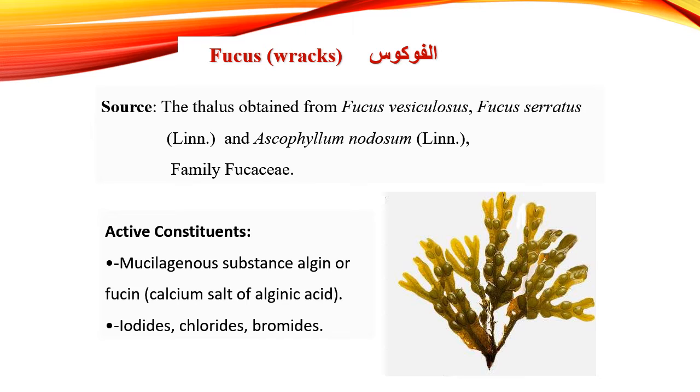The active constituent containing mucilaginous substance known as algine or fucine, which is the calcium salt of alginic acid, in addition to iodides, chlorides and bromide. Photograph of Ficus with characteristic branching and brownish green color with mucilaginous taste and characteristic marine-like odor.